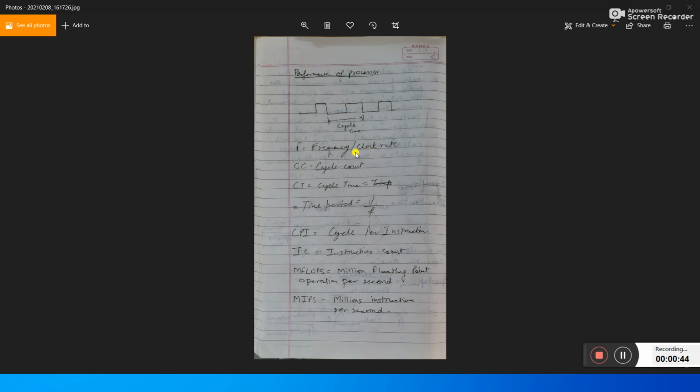There are some concepts, for example frequency, cycle count, and cycle time. Time period is 1 by f, CPI is cycles per instruction, IC is your instruction count, MFLOPS is million floating point operations per second, and MIPS is million instructions per second. All these terms are used in the performance of a processor.